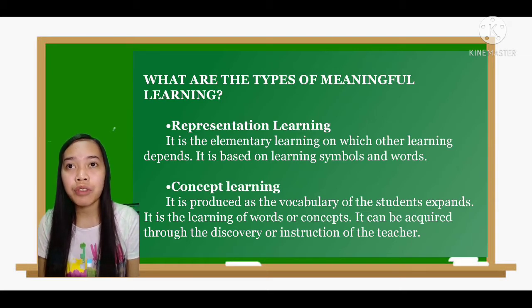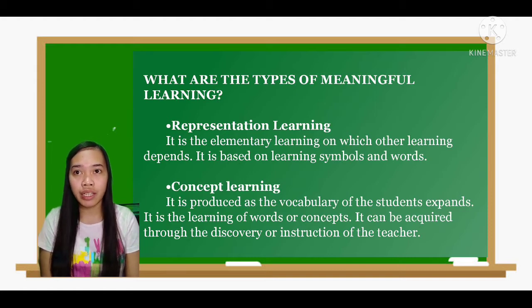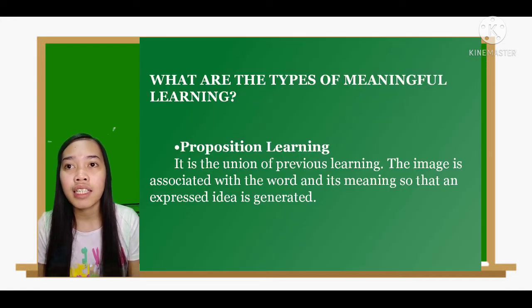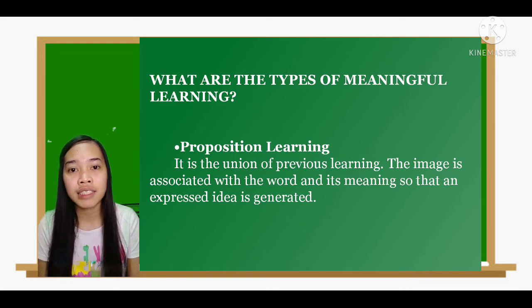There are three types of meaningful learning, all make up the process of obtaining lasting knowledge and connect it to prior knowledge. So first is representation learning. It is the elementary learning on which other learning depends. It is based on learning symbols and words. Concept learning is produced as the vocabulary of the students expands. It is the learning of words or concepts. It can be acquired through the discovery or instruction of the teacher. Proposition learning means the union of previous learning. The image is associated with the word and its meaning so that an expressed idea is generated.